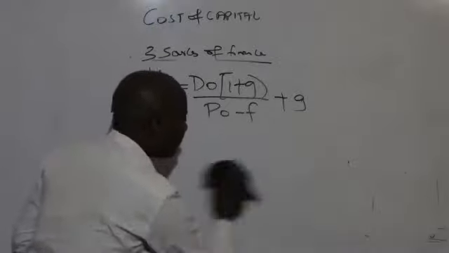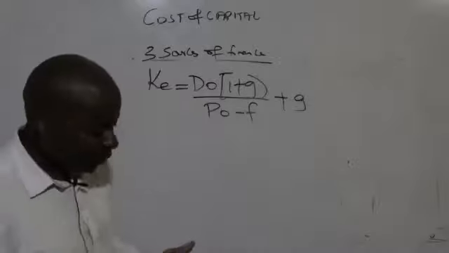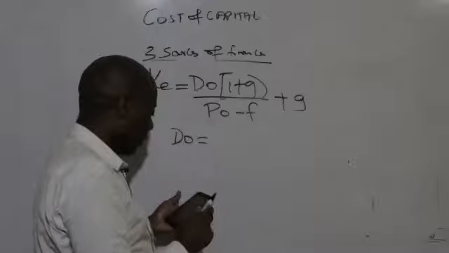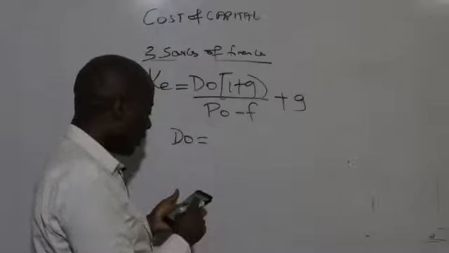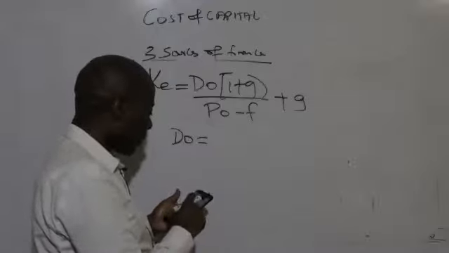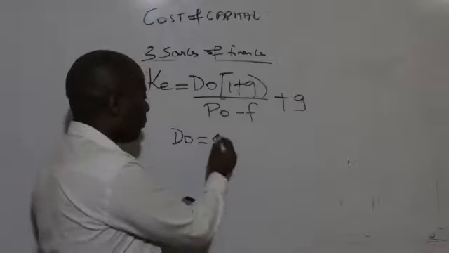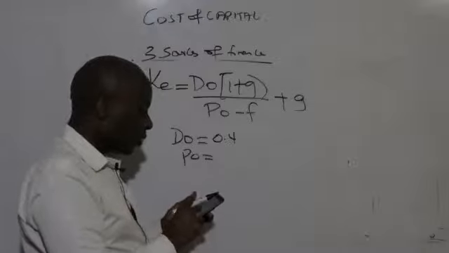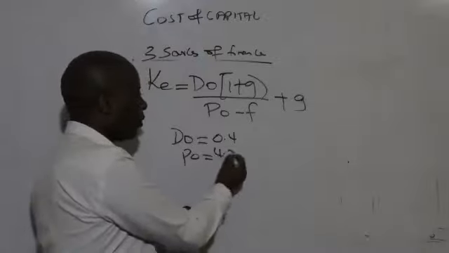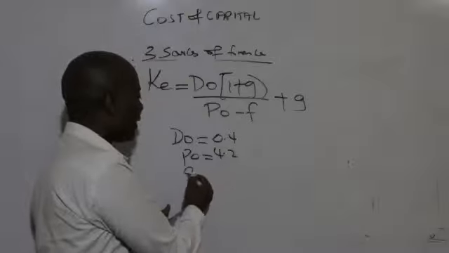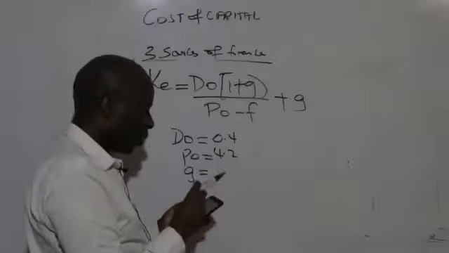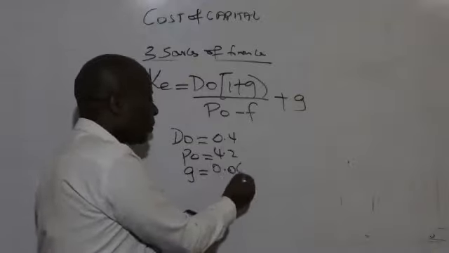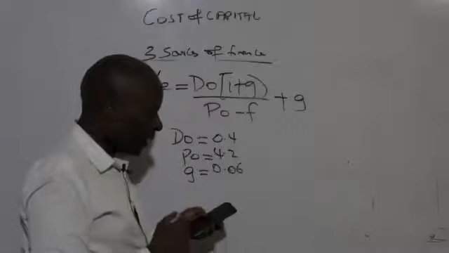Quite easy, ladies and gentlemen. These people have given us our D0. They have told us that our D0, the dividend which has just been paid, is 0.4. And then we have our P0, which happens to be 4.2. These guys have given us the growth rate: 6%, which is the same as 0.06.